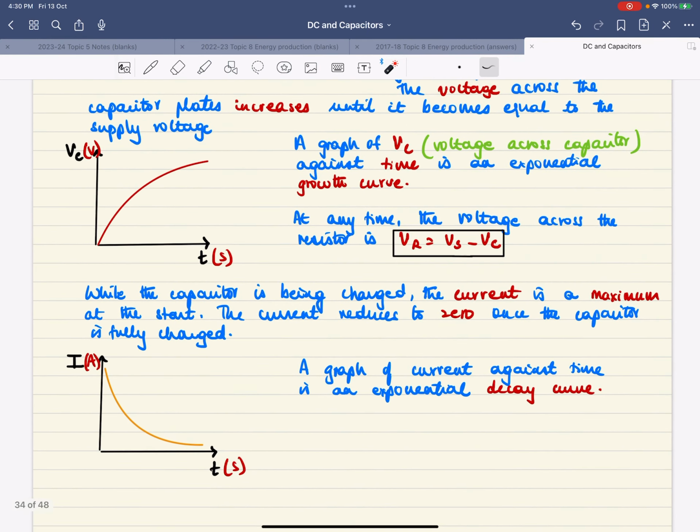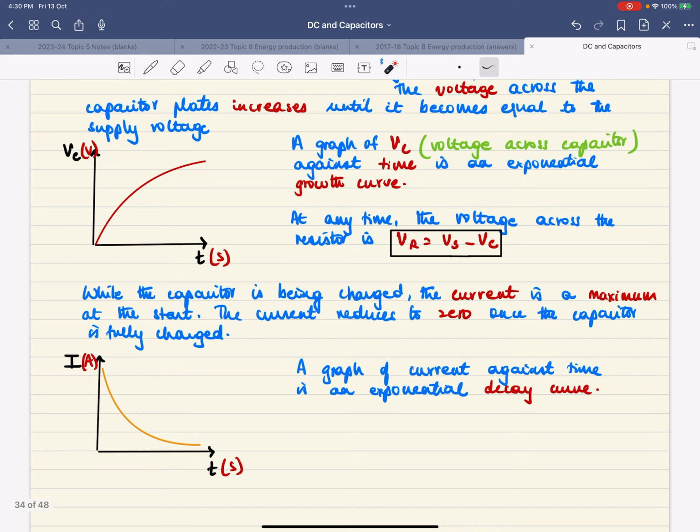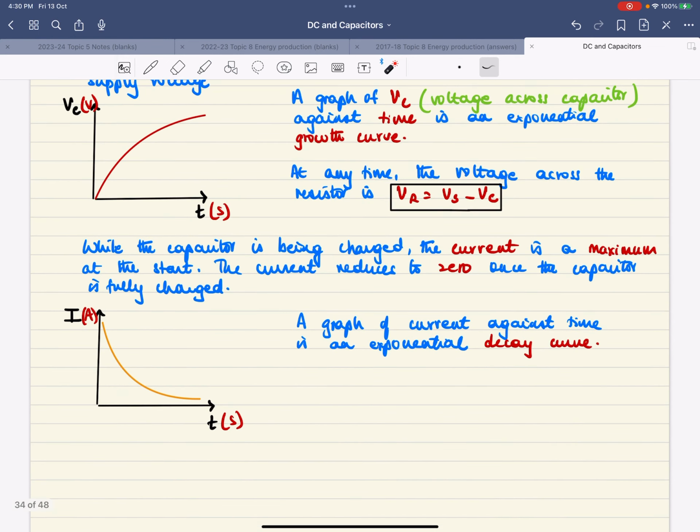While the capacitor is being charged, initially the current is a maximum and it reduces to zero once the capacitor is fully charged. So a graph of current against time is an exponential decay curve. When you're drawing this curve, just make sure the line doesn't actually touch the x-axis. It only gets closer and closer to it.